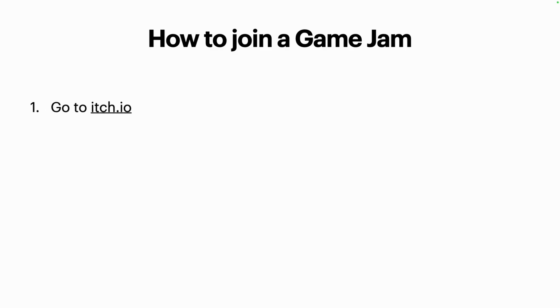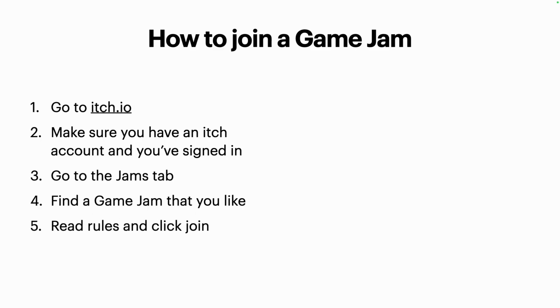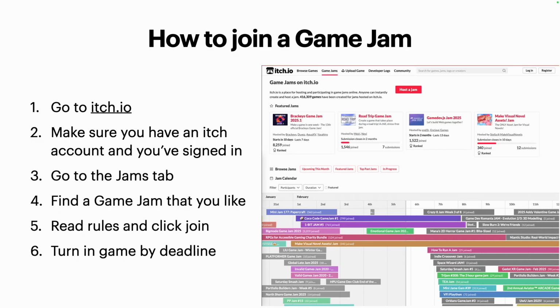Okay, how to join a game jam? Go to itch.io. Make sure you have an itch account. Go to the Game Jams tab and find a game jam you like. Read the rules, click join. Turn in the game by the deadline. This nice chart here.